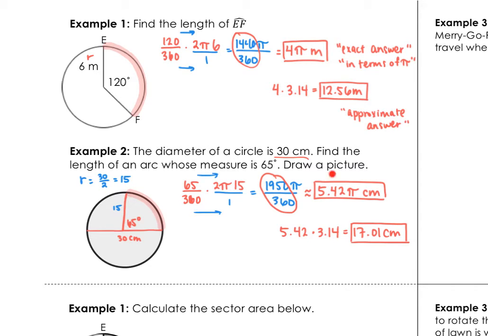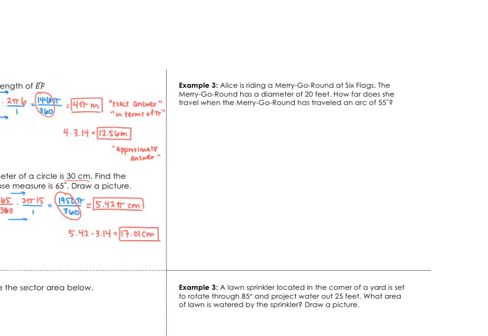So I know this answer doesn't seem like it's an exact answer because we did round the decimal, but just to keep things a little bit more simple, I'm not going to worry about getting a fraction out of this. It's just 5.42 pi centimeters. Okay. So now let's look at a word problem.